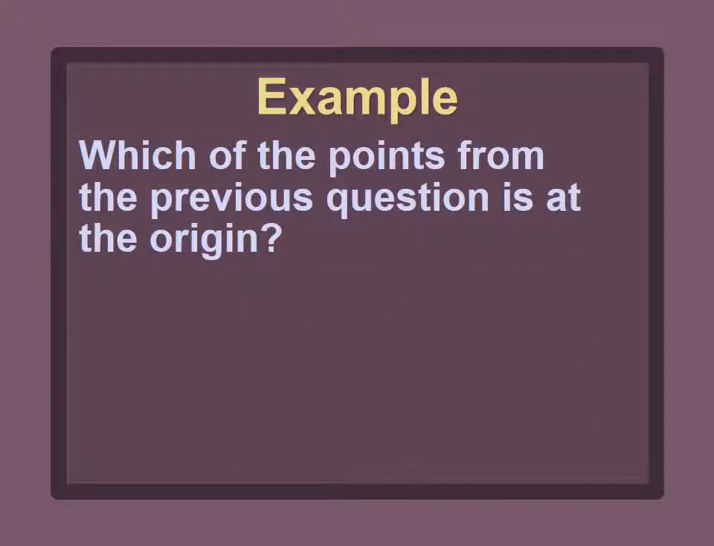All right, so here's another type of question. It says, which of the points from the previous question is at the origin? Remember, we said the origin was very particular. The origin has no horizontal movement and no vertical movement, which means the ordered pair would be 0, 0.